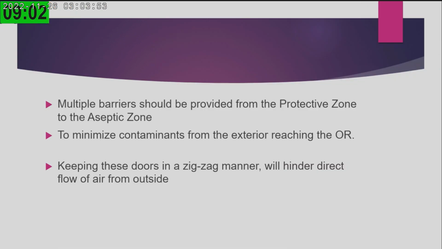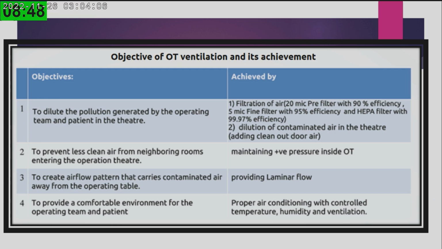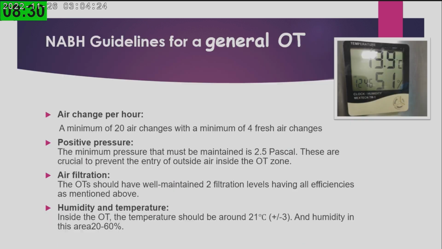Multiple barriers should be provided from the protective zone to the aseptic zone to minimize the contaminants from exterior reaching the OR. And you can keep the doors in a zigzag manner, which will hinder the direct flow of air from outside. The OT should have its own ventilation, which has certain purposes. There should be filtration of air and purification, and also a positive pressure ventilation should be maintained, and there should be laminar flow and proper air conditioning with controlled temperature, humidity and ventilation.